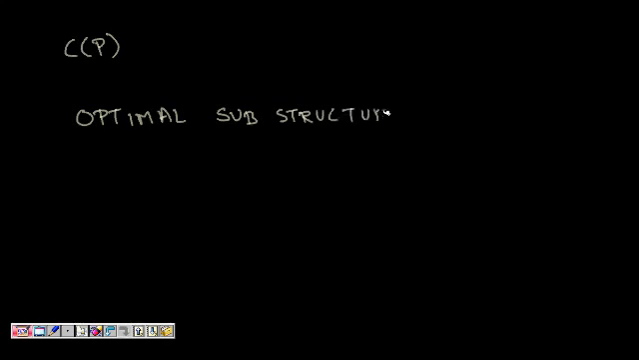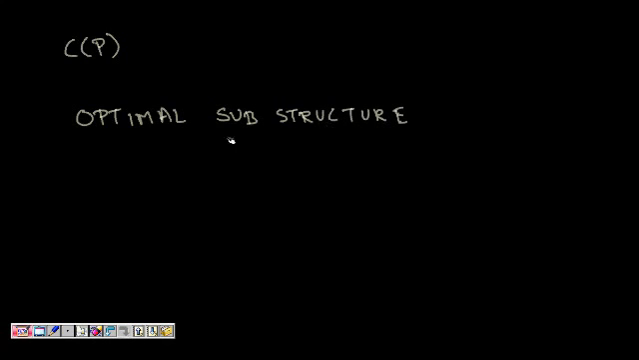Let's represent C of P as the minimum number of coins required to make change for amount P. Now I have to solve this problem using dynamic programming, and it follows two principles. One is optimal substructure.